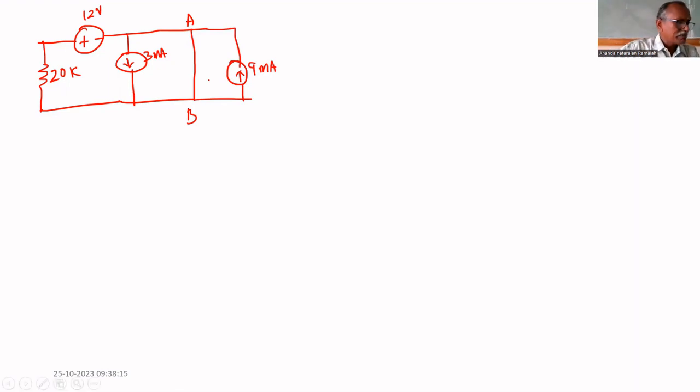Across AB, find the current. How many nodes are there? This is one V reference.